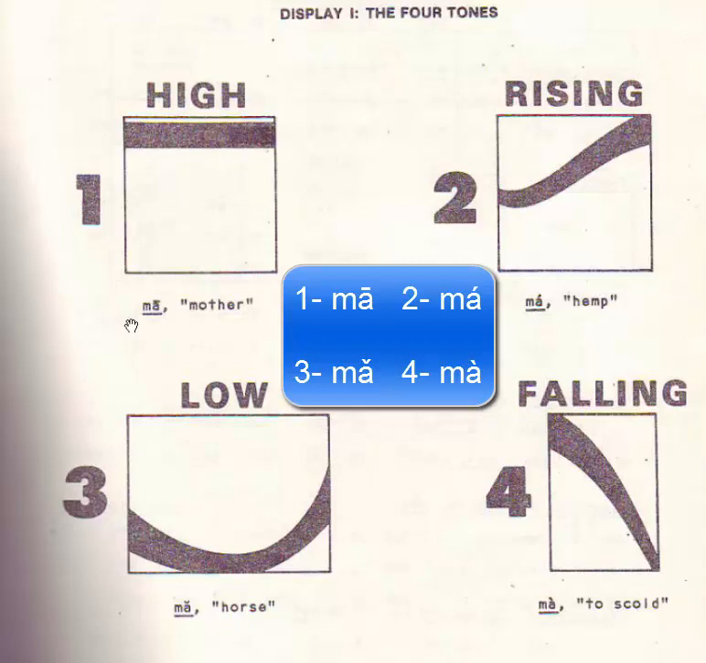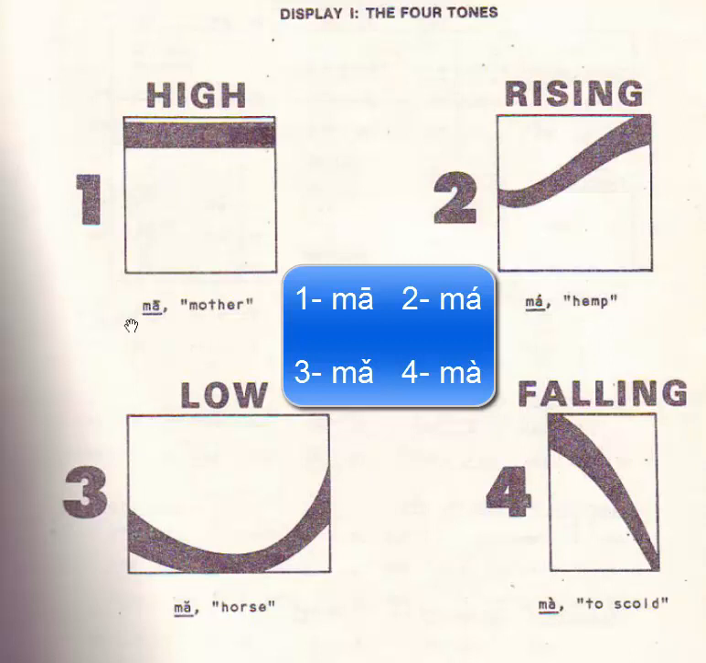For a more dramatic example of such a difference in contour, listen to the second tone or rising tone word hemp and the 4th tone or falling tone word to scold. Again, hemp and to scold, rising versus falling.